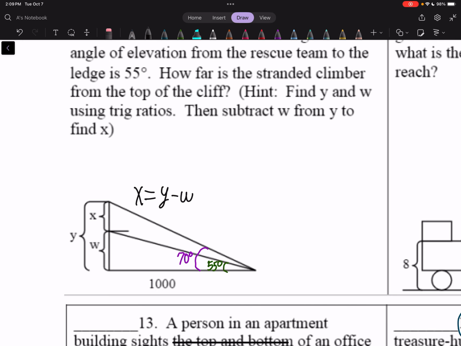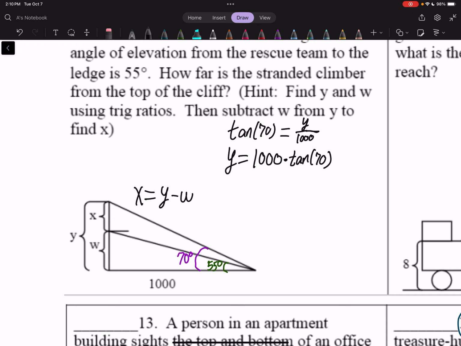If we look at the total length y, I have a degree of 70. I'm looking for the opposite side, and I have the adjacent side. This is tangent of 70 degrees is equal to y over 1,000. This means y is equal to 1,000 times tangent of 70.